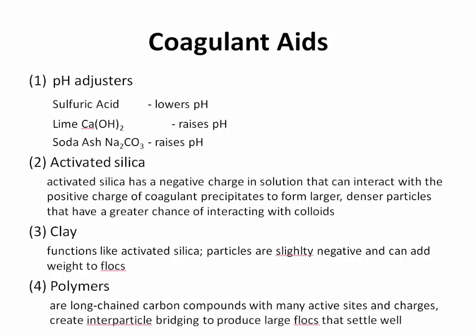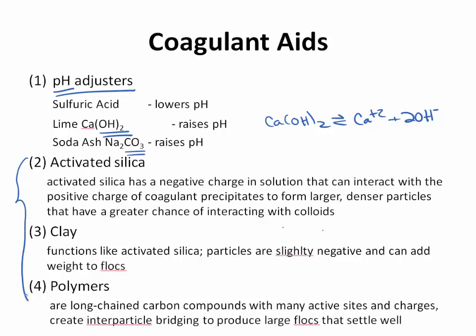Because coagulants have an optimal pH range, we typically would like to adjust the pH. Now, lime adjusts pH because it has hydroxide ions. Soda ash also raises the pH because it releases carbonate ion, which plays with the carbonate cycle. The next 3 are really going to optimize coagulation.